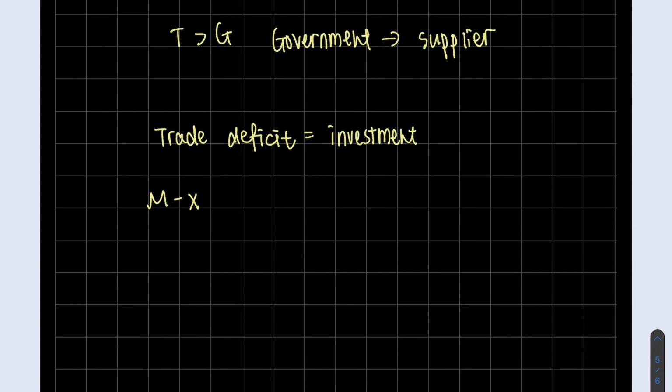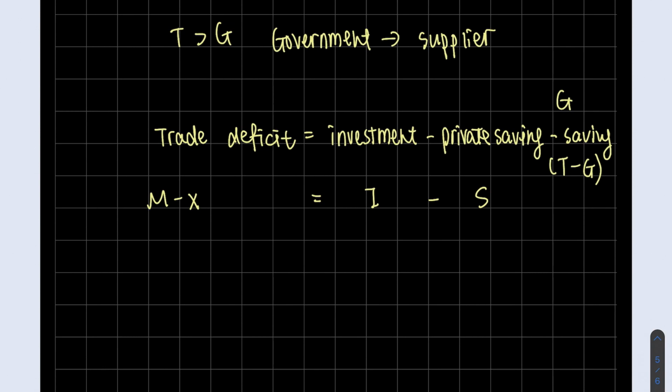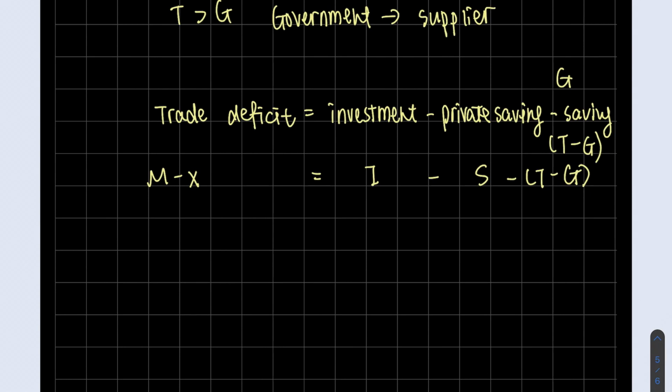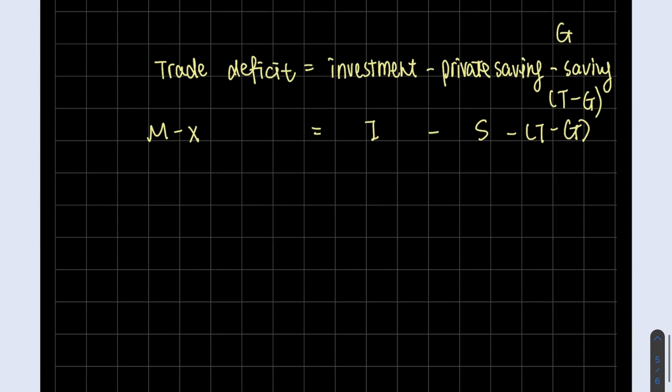Investment, that is I, minus the private saving, which is S, and then minus the government saving, T minus G. So the only way that domestic investment can exceed domestic saving is if capital is flowing to a country from abroad.